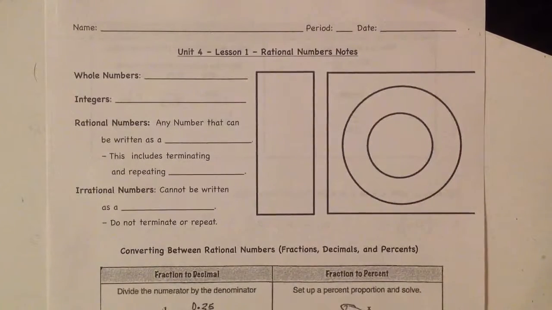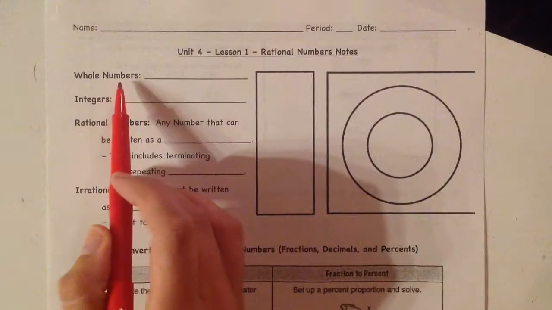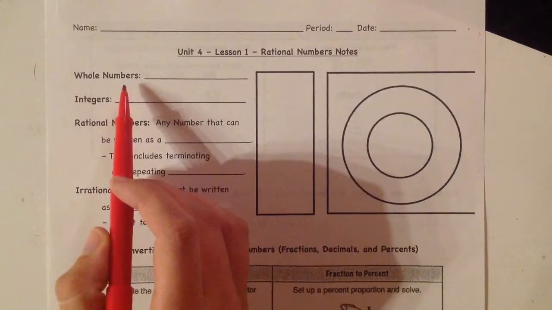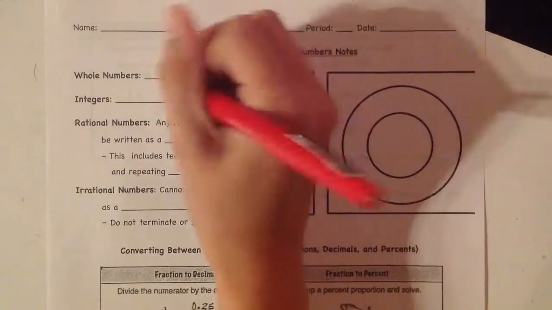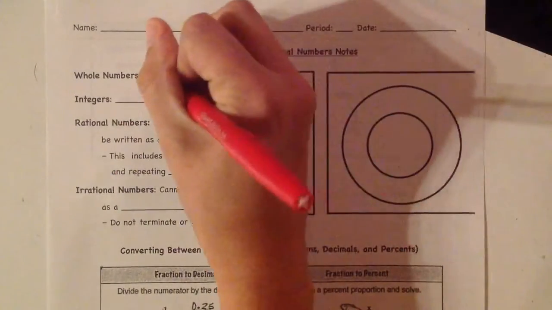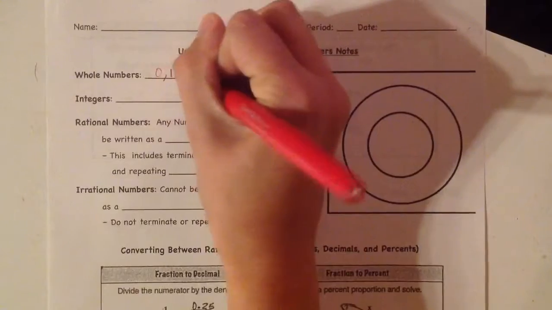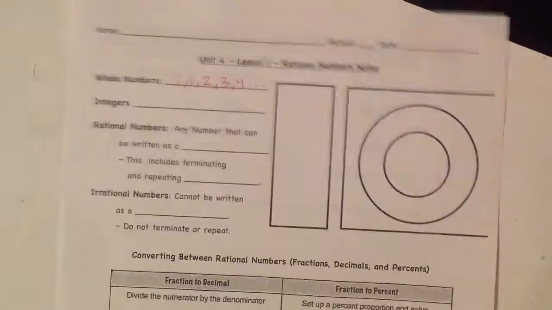Alright, we are going to talk about rational numbers. First off, I want to talk about the different types of rational numbers. First we're going to look at whole numbers. Whole numbers are the positive numbers that do not have fractions or decimals. So it starts at 0 and would be 1, 2, 3, 4, and so on.